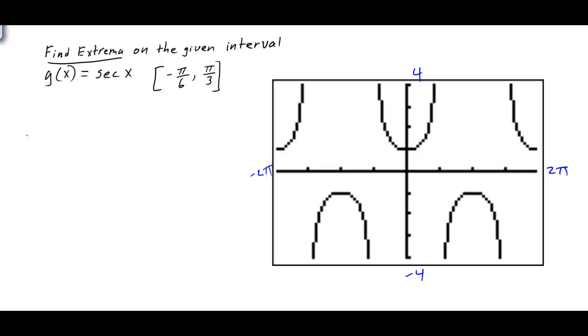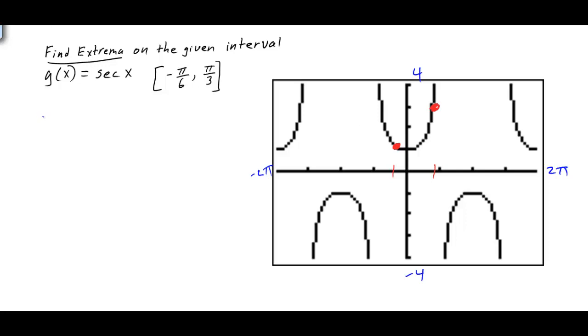And if I was to plot the points for the interval here, negative pi over 6 is going to fall right about here, and pi over 3 is going to be right in here somewhere. So this is really the interval that we're looking for the absolute maximum and absolute minimum.